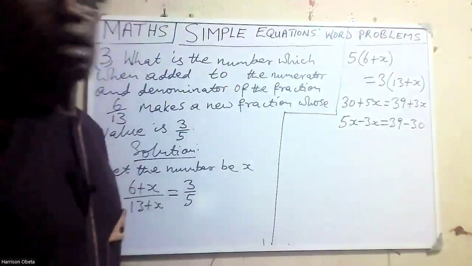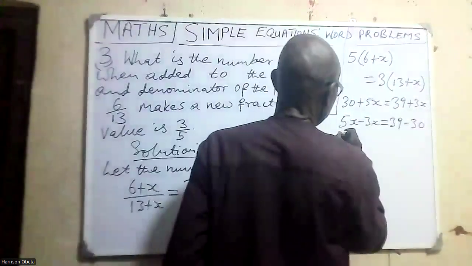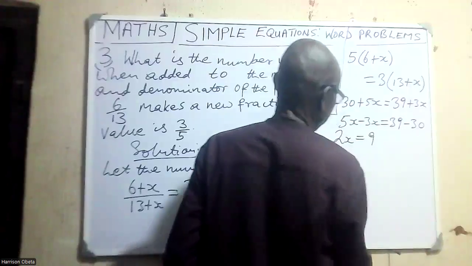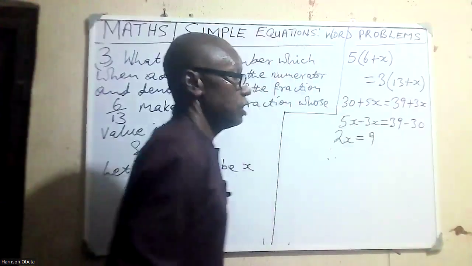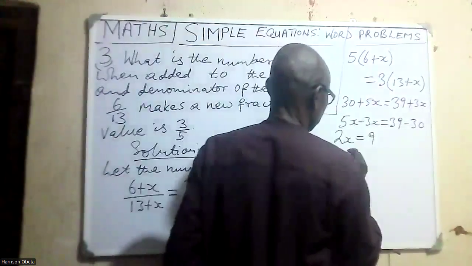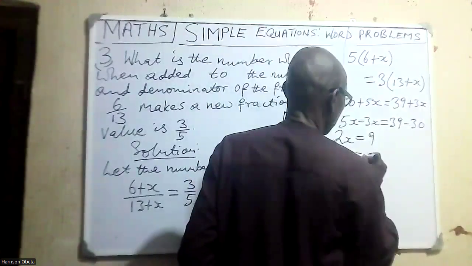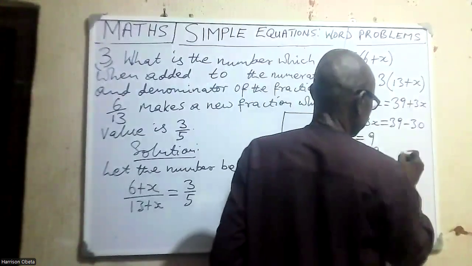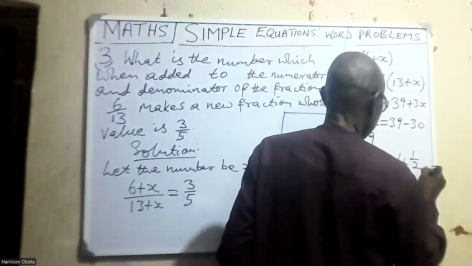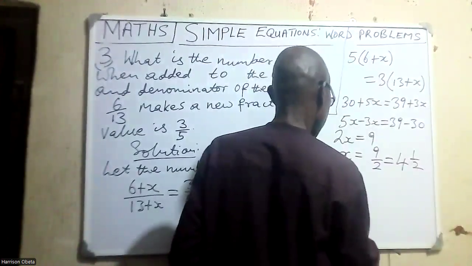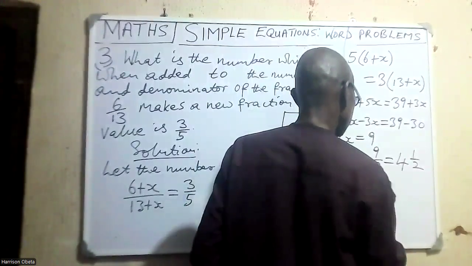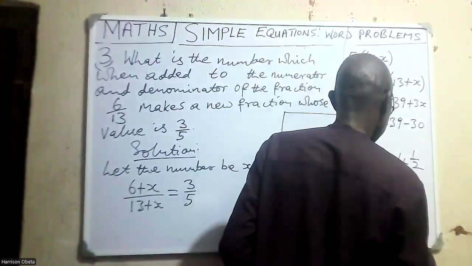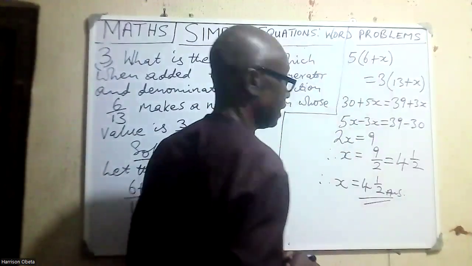So, we move on. This will give us 2x equal to 9. Therefore, to get our x, we divide by 2. Therefore, x is equal to 9 over 2, which is 4 whole number, 1 over 2. Therefore, x is equal to 4 whole number, 1 over 2. And that's the answer to number 3.